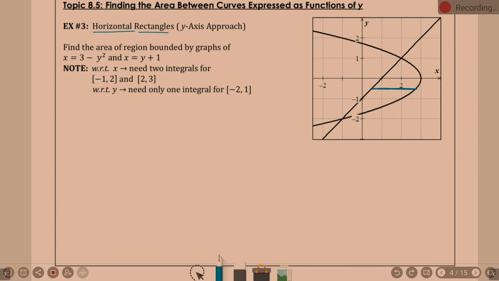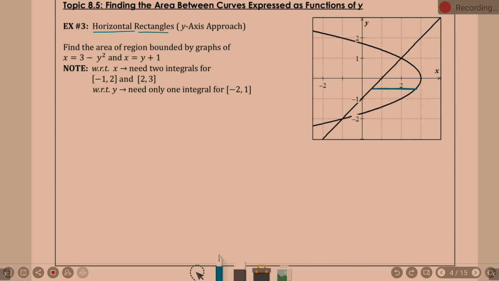Now, the question officially asks us to find the area of the region bounded by the graphs of x equals 3 minus y squared, which, realize, is this sideways parabola. Minus y squared means it's reflected and opens left. The 3 means that the vertex is shifted right 3. And then x equals y plus 1. Well, that's a line, right? If you switch it to y equals mx plus b form, you have a negative y-intercept and a slope of 1.